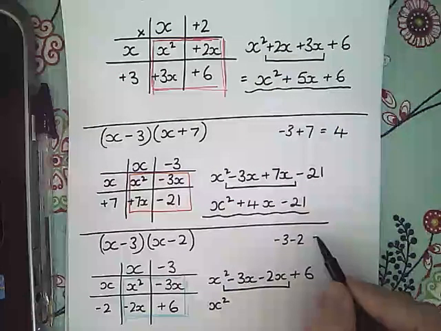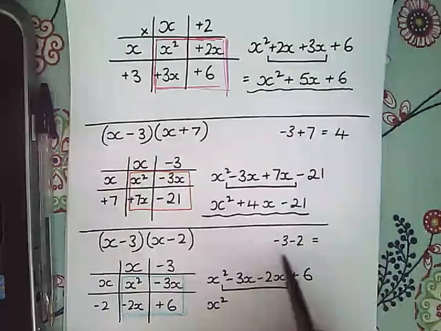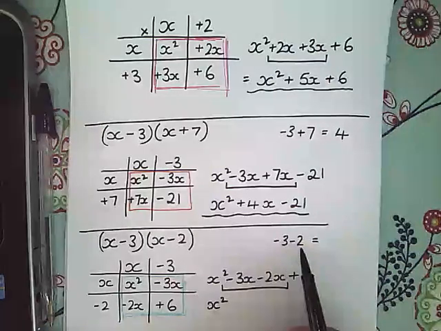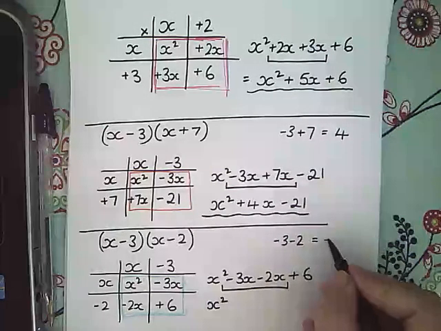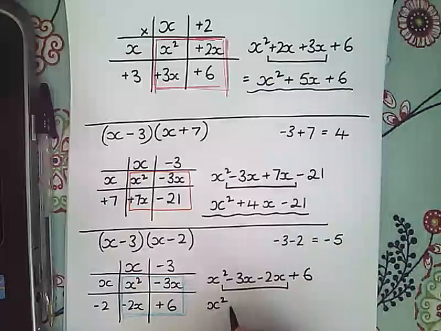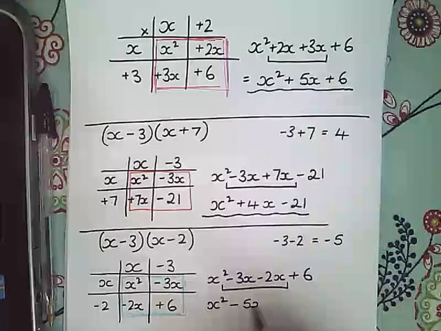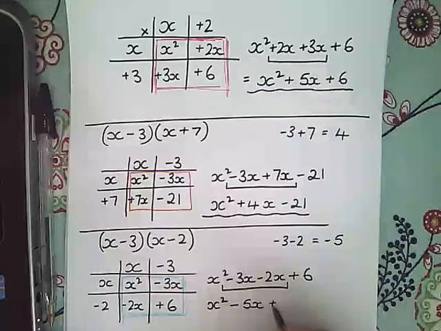And that is like the temperature is minus 3. It goes down by another 2 degrees. So you're going to end up with minus 5. So this is minus 5x. And then the plus 6 is on its own.